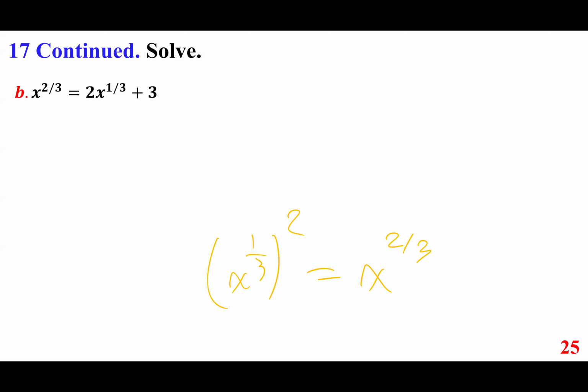Therefore, let x to the power of 1/3 be any variable except x, for example, m. And if that is the case, then this must be m squared equals m plus 3. Since we want to solve it by factoring, we're going to move everything to the left.